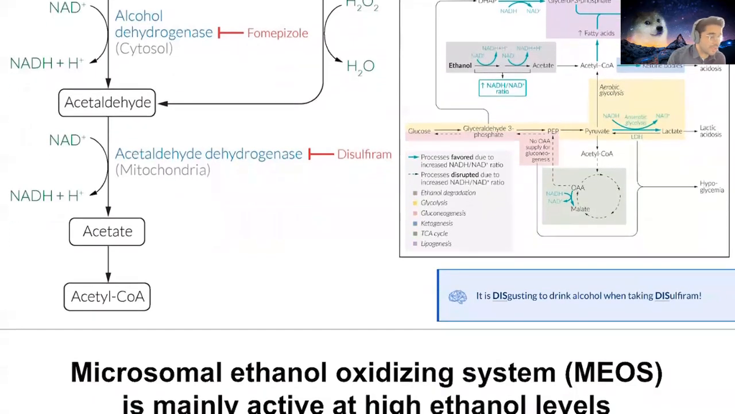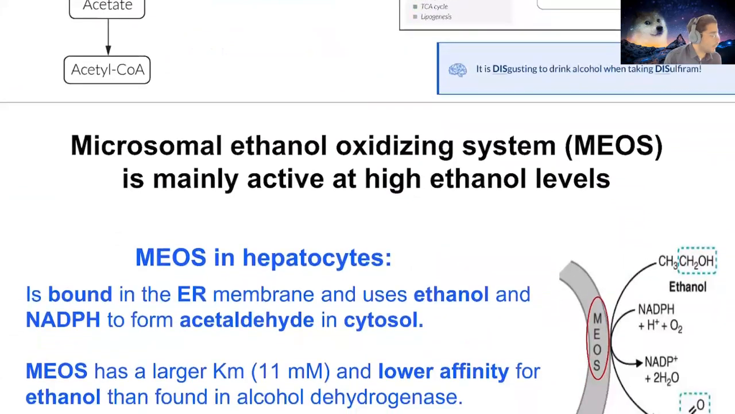A little way I remember disulfiram: it's disgusting to drink alcohol when taking disulfiram because it takes away a lot of the positive effects that we associate with alcohol, right? Acetaldehyde to acetate conversion is done by acetaldehyde dehydrogenase, typically in the mitochondrial component. Disulfiram inhibits this. So it worsens a lot of the things, but if they binge drink, it can be pretty bad. Cholesterol synthesis can also be upregulated too. Yes. Okay.